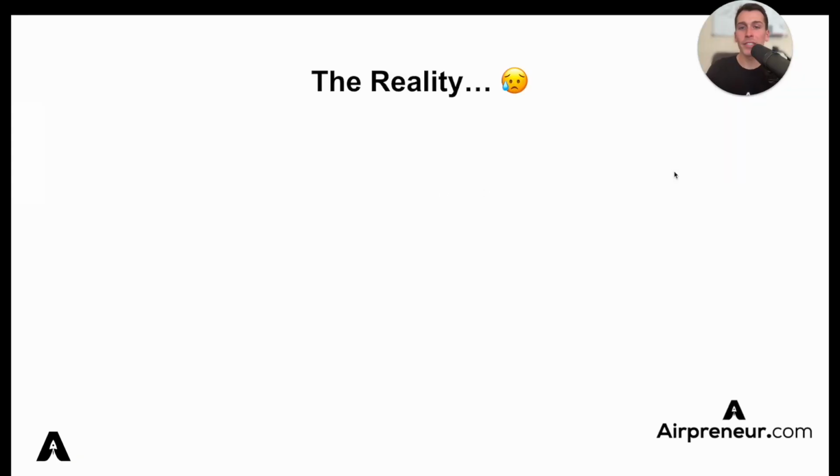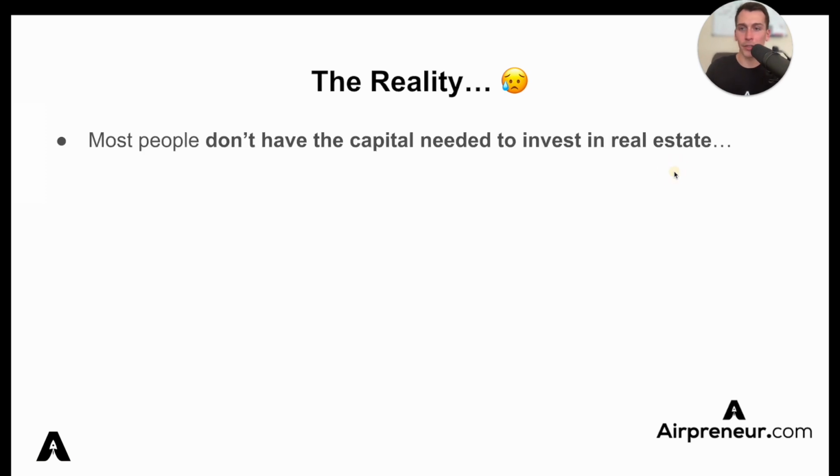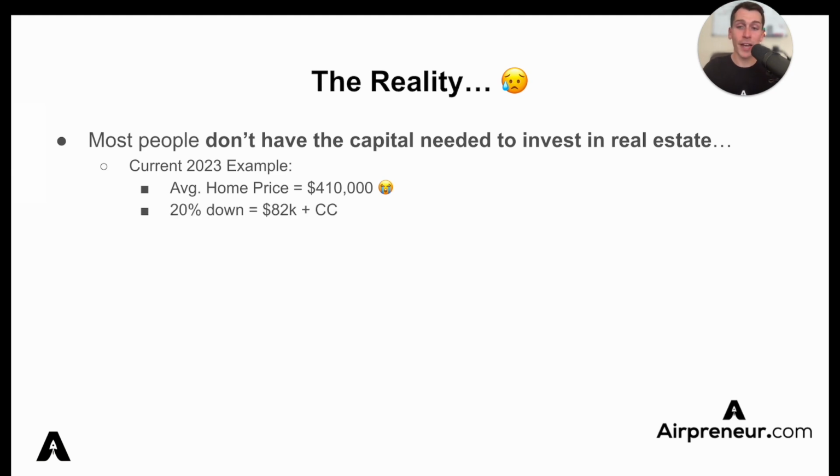Okay, so why is this even relevant? Why am I talking about this? Most people just don't have the capital needed to invest in real estate. It's often pretty capital intensive to try and buy your own properties, and you're often looking at spending $50,000, $60,000, $70,000 just for a down payment and closing costs. So let's look at an actual 2023 example in the current market. Average home price in the US is $410,000. So 20% down of that, let's just do the math, is $82,000.